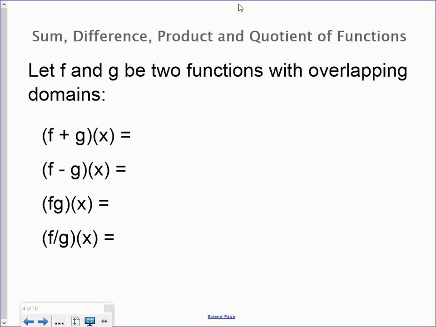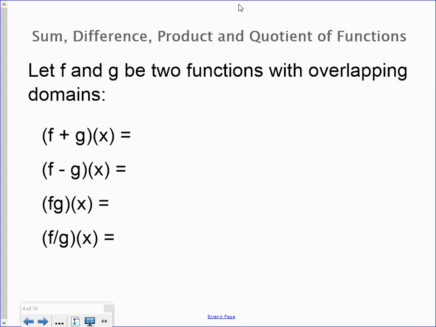So this one is basically what I would call, in Algebra 2, you probably had a section that was just called function operations. And operations in math are things like add, subtract, multiply, divide. So this is the sum, difference, product, and quotient of functions. So they're the four basic function operations that you can do.